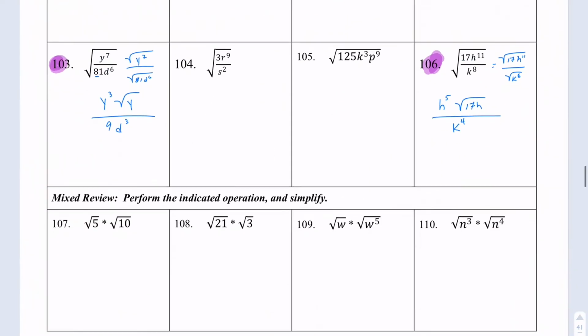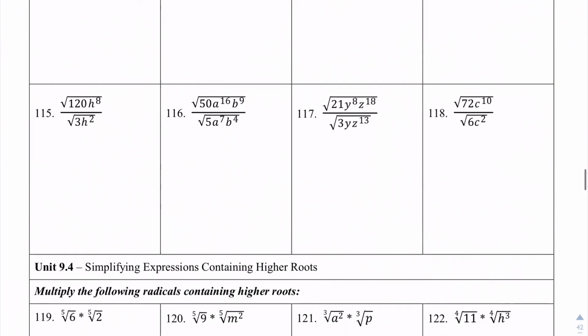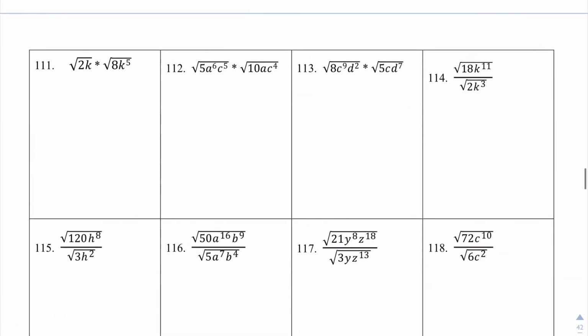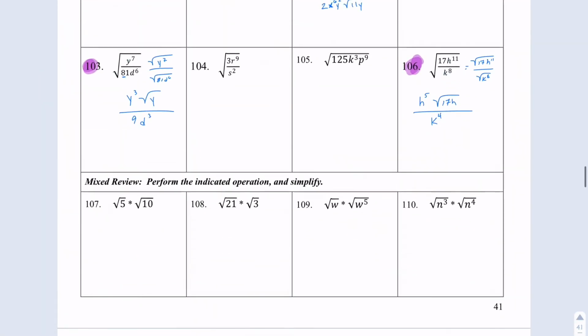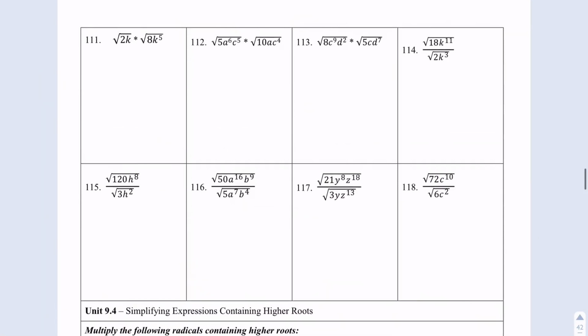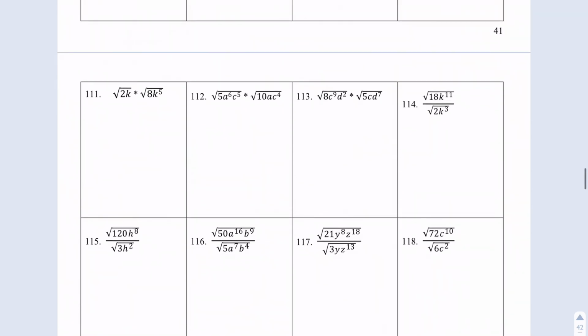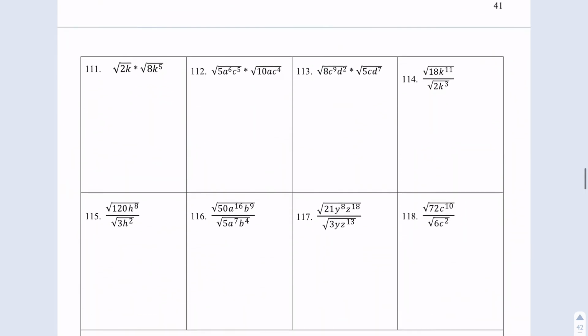All right. When we get down to 107 through 118, those are mixed reviews, so you've seen enough to be able to do those. I'm not going to go through any more of those. And then next video we'll go into 9.4.